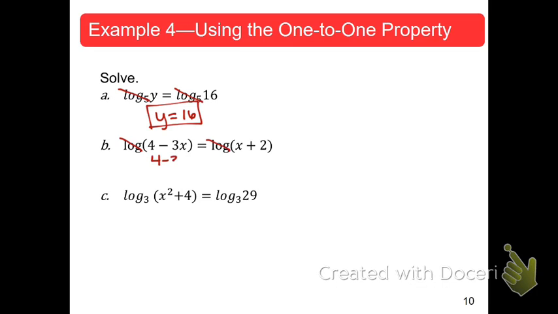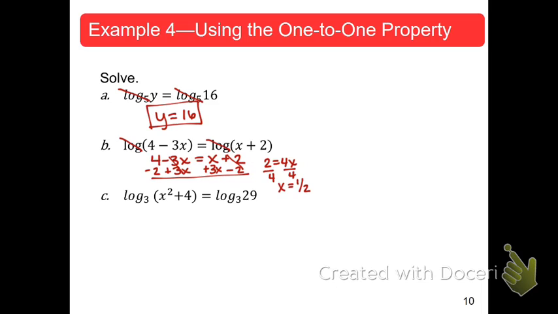And you have 4 minus 3x has to be equal to x plus 2. We'll just solve for x, so I'm going to move my 2 over, and I'm going to move my 3x over. So when I do this, I end up with 2 equals 4x, divide by the 4, and we get x equals 1/2.